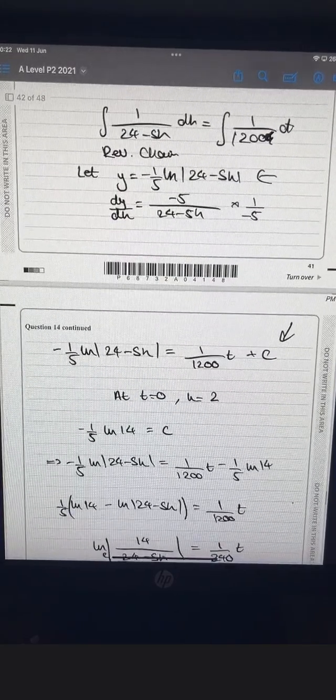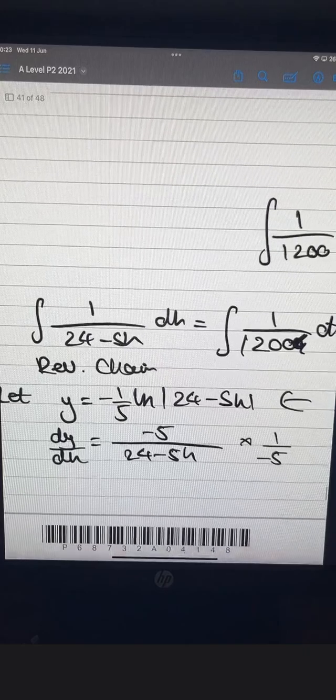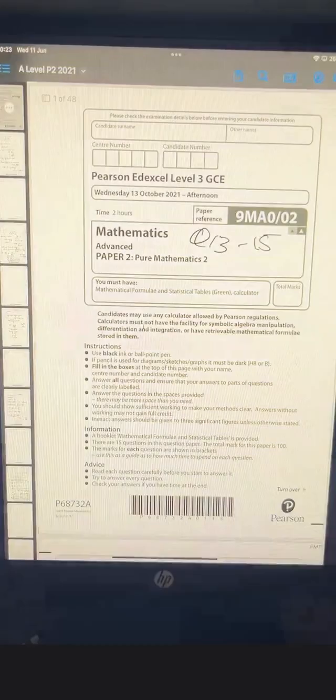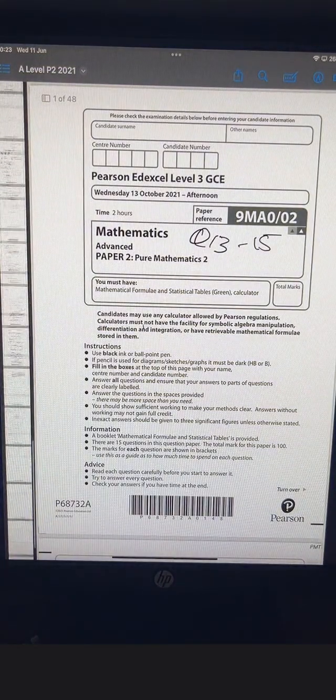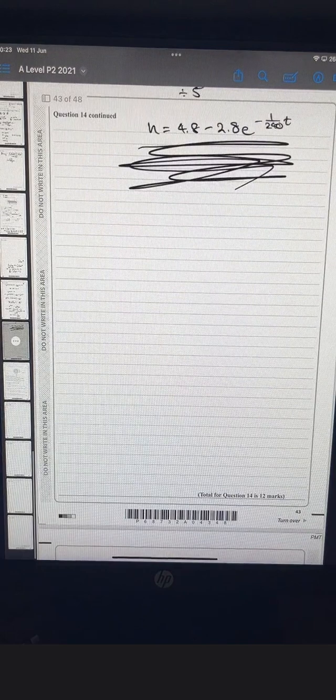Okay. I am going to, oh no, I hope this didn't rub out. I hope this did. Oh, thank God. Thank God it's still there. This is the 2021 A-Level Paper 2.